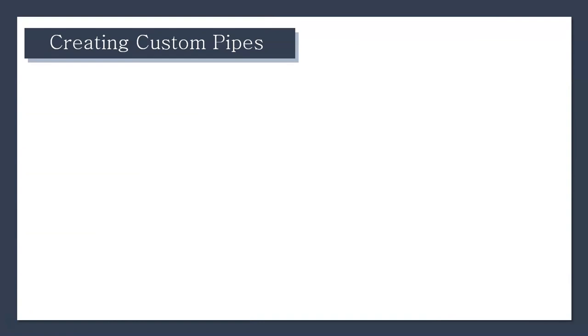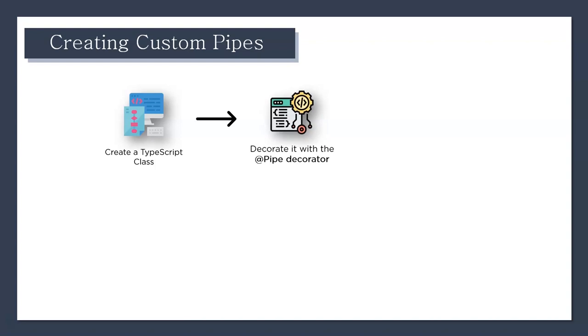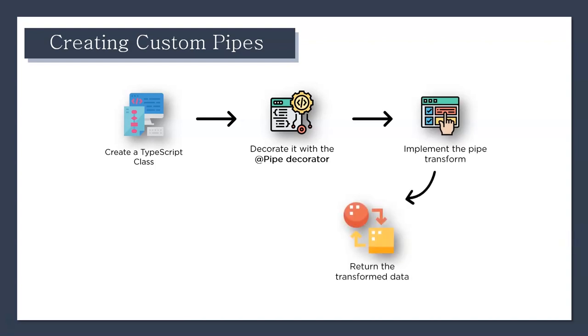So the decorator has a name property in its metadata that specifies the pipe and how it is used. Alright, so the general steps that you need to take to create custom pipes include, first you have to create a TypeScript class with an export keyword. Then you can decorate it with the @Pipe decorator and pass the name property to it. Then you have to implement the PipeTransform interface in the class. Next up, you have to return the transformed data with the pipe.